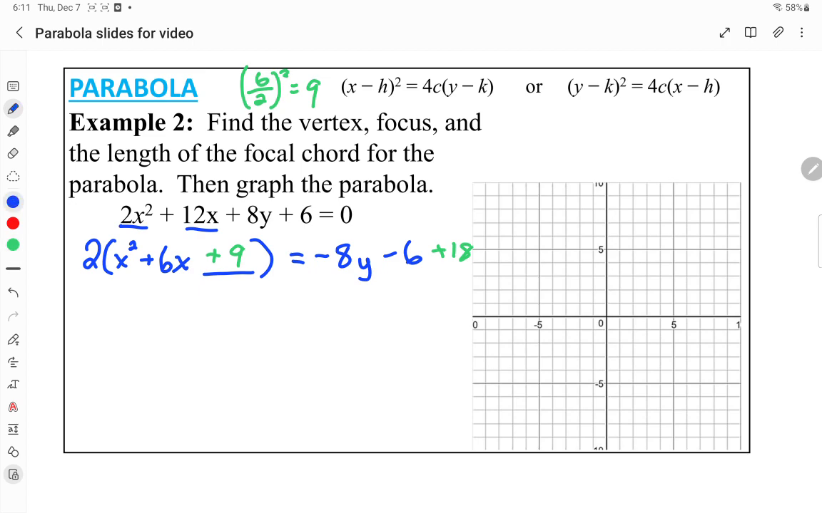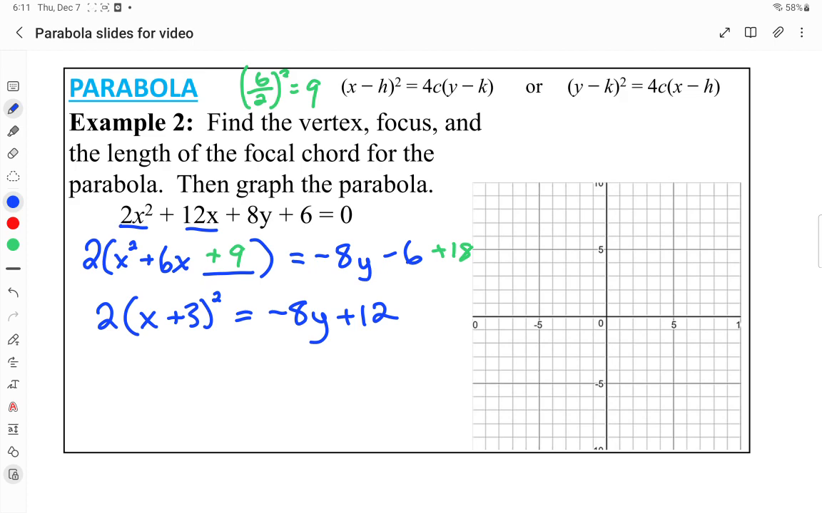All right, let's work with this now. So we have a 2 in front, still stays there. This factors into (x + 3) quantity squared, equals -8y. Combining those like terms is going to be plus 12. Cool. All right, let's keep going.